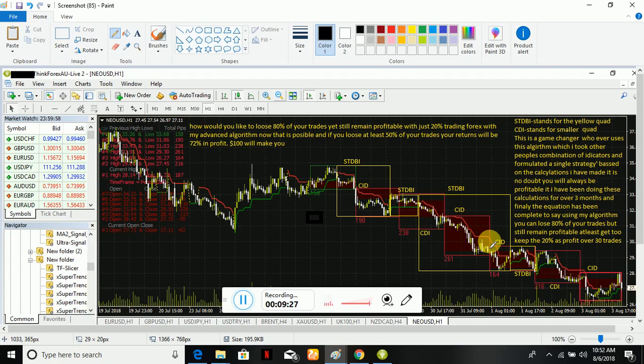I normally represent this with a rubber band, a string of a rubber band that doesn't snap, that just keeps on expanding depending on which direction it's going. So that's what's going to happen to your profit if you are trading with this algorithm that I have created.